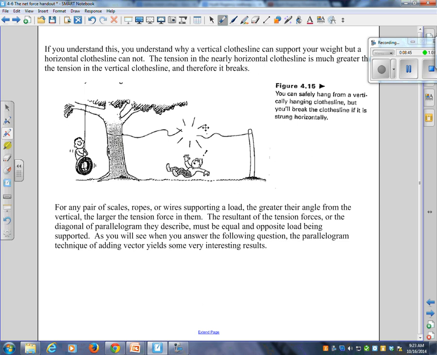But if you put it horizontally, then that vertical component is going to be greater, right? It'd be like this kind of thing, right? You would need that vertical component to be half your weight. This tension here is going to be more than the wire can hold.